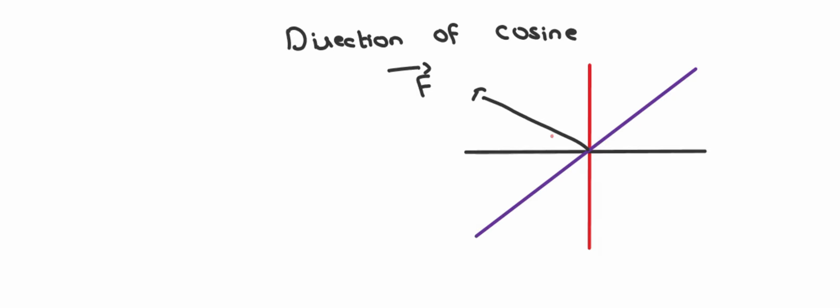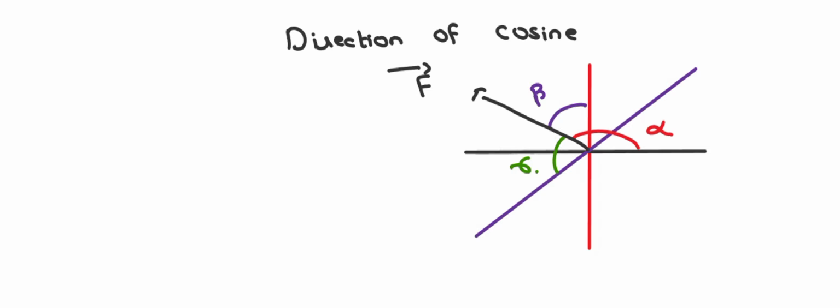How much angle this vector forms with the x-axis, let's call this alpha. Similarly, the angle this vector forms with the y-axis, let's call this beta. And the angle this vector forms with the z-axis, let's call this gamma. These are the direction cosines. Direction cosines help us if the vector lies in space, to find how much angle this vector forms with each axis.